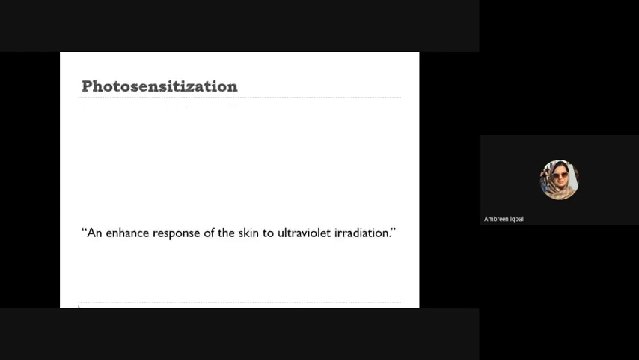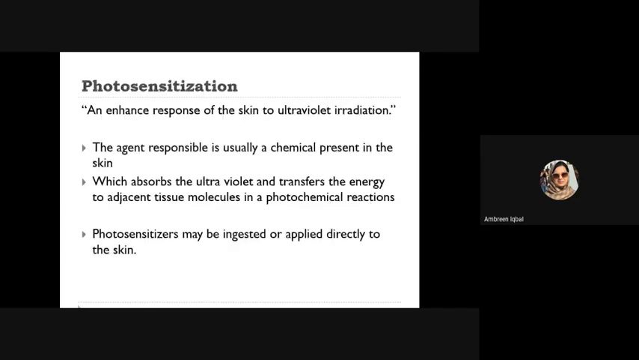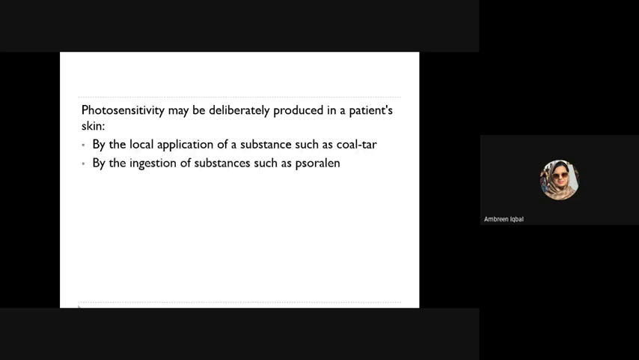Now we are going to discuss photosensitization. Photosensitization is an enhanced response of the skin to ultraviolet radiation. The agent that is responsible for this photosensitization is basically a chemical that is present in the skin, which absorbs ultraviolets and transfers the energy to adjacent tissue molecules in photochemical reactions. Photosensitizers can also be ingested and can even be applied directly to the skin. The ones that can be ingested are psoralen and certain drugs, and some of them can be locally applied, such as coal tar. Many of the drugs and foods may even increase the individual's reaction to ultraviolet radiation.